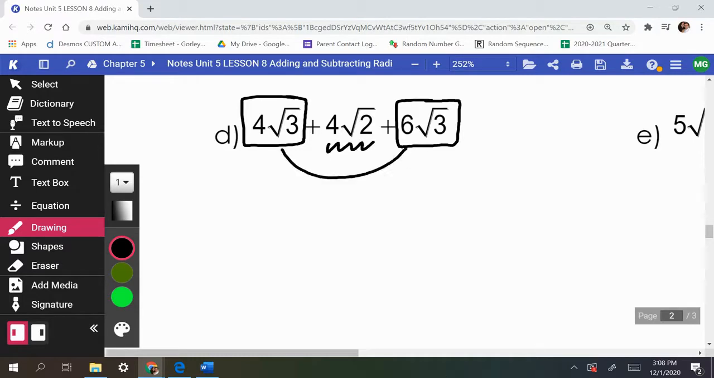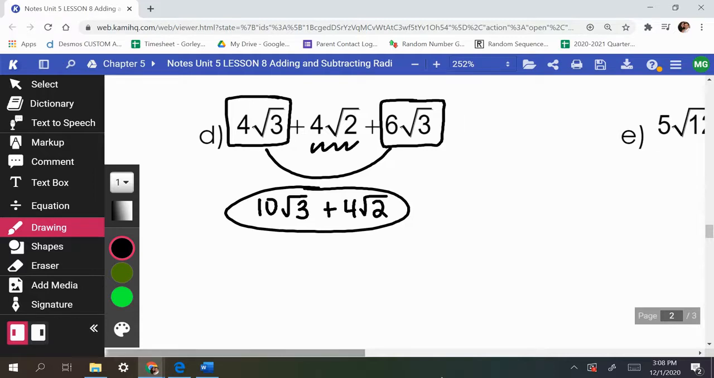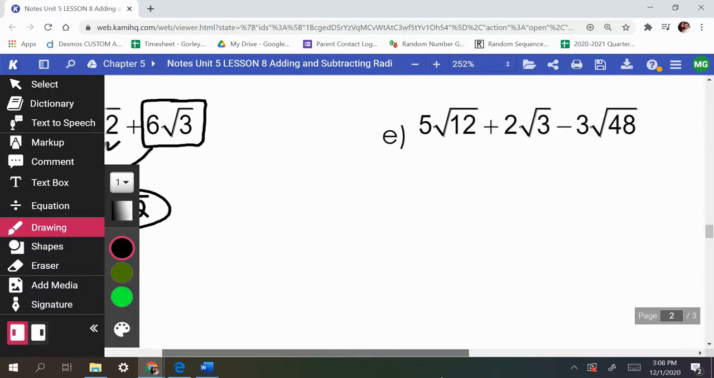Okay, so let's combine these. We have 6 and 4, so that's going to be 10 of those square roots of 3. And then I'm just going to keep the 4 times the square root of 2 separate. Notice that I cannot reduce the square root of 3 anymore, and I cannot reduce the square root of 2 anymore. Those are in simplified form.